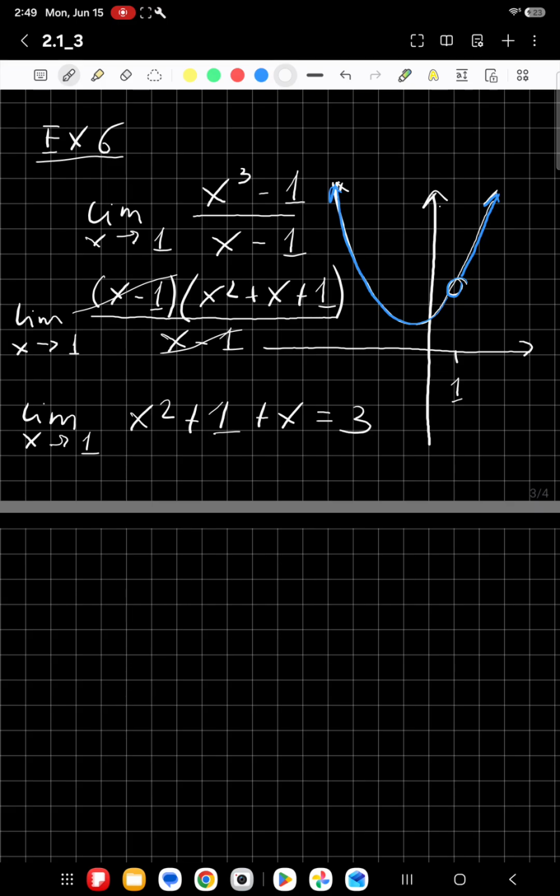Okay, so that's the difference between finding a limit and evaluating a function. Technically, if I wanted to evaluate this function for 1, I would not be able to. So the function is undefined for 1, it doesn't have a value. But if I want to take a limit, I can do it, because when my x's are approaching 1 from both sides, the y value is approaching 3. And that's what I found.